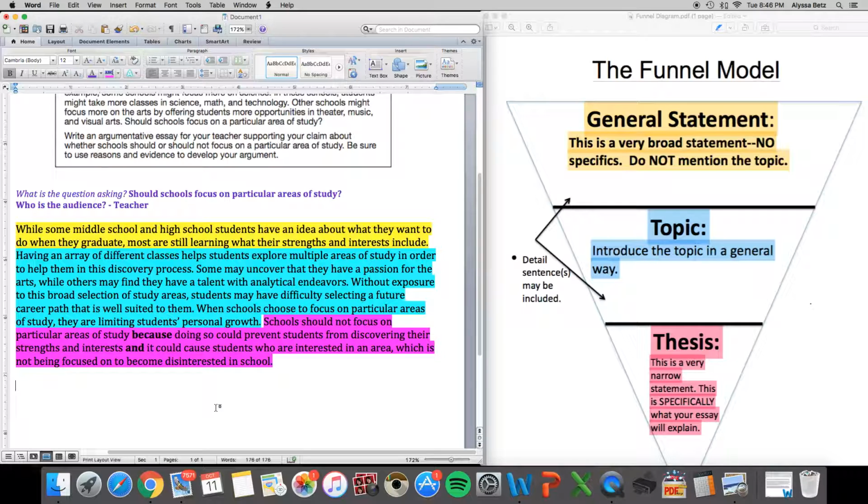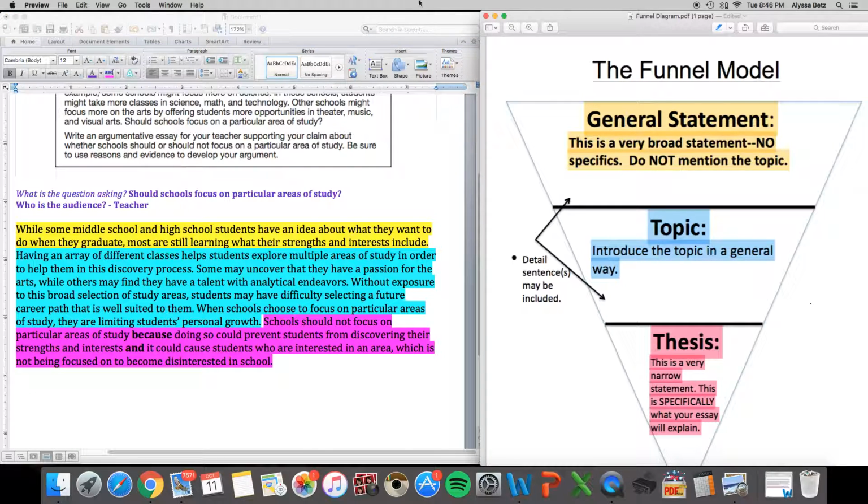So my reason 1 was doing this could prevent students from discovering their strengths and interests. And my second reason is it could cause students who are interested in an area which is not being focused on to become disinterested in school. So there you have it. There's the example introductory paragraph, and that would be perfect because it models after this funnel construct.